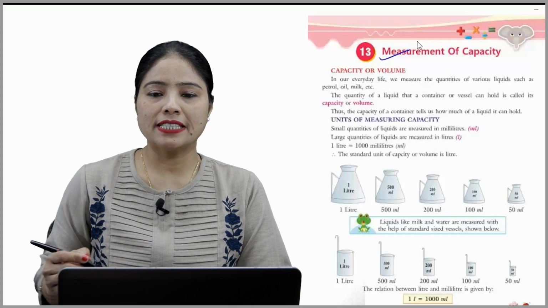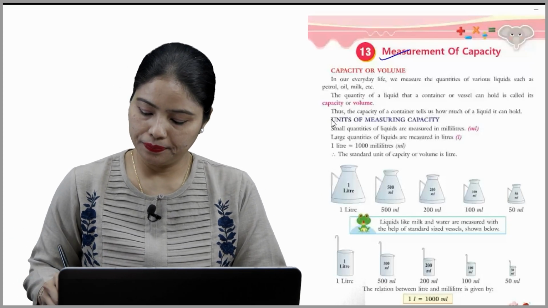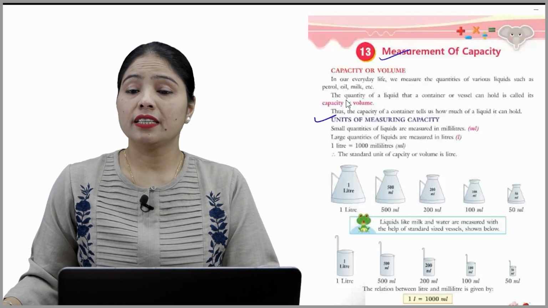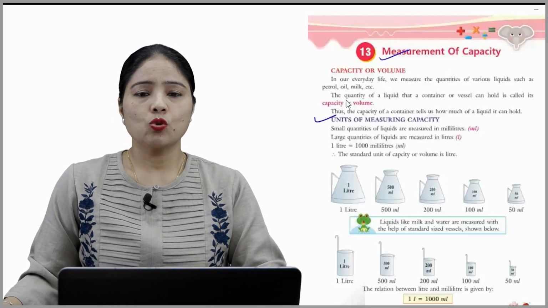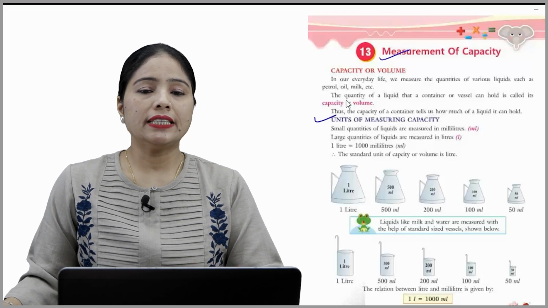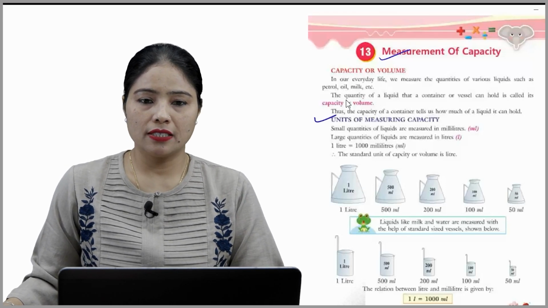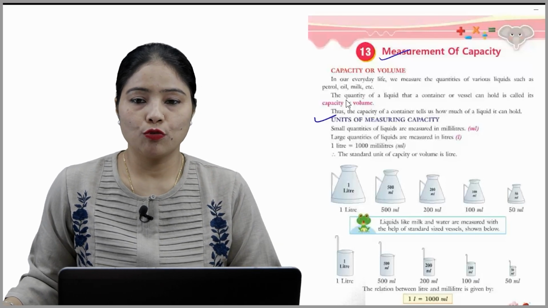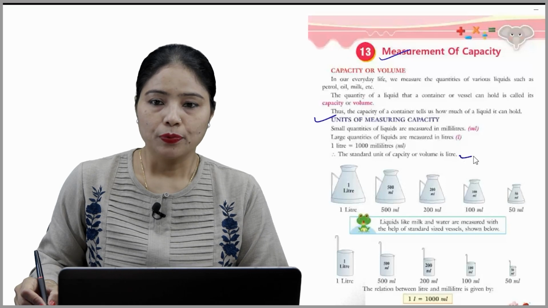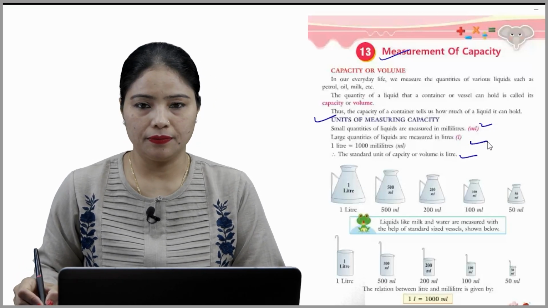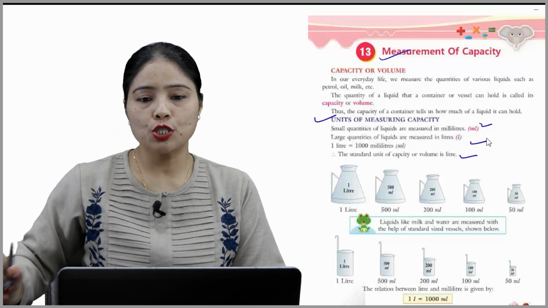Now, units of measuring capacity. Small quantities of liquids are measured in milliliters. Large quantities of liquids are measured in liters. So, 1 liter is equal to 1000 milliliters. Therefore, the standard unit of capacity or volume is the liter. The smallest unit is the milliliter, then the liter. I hope you understood well.